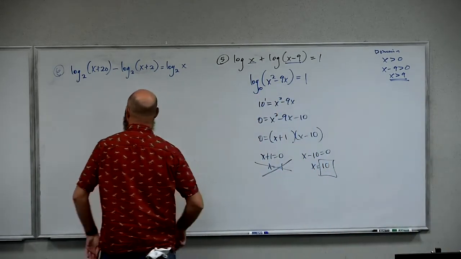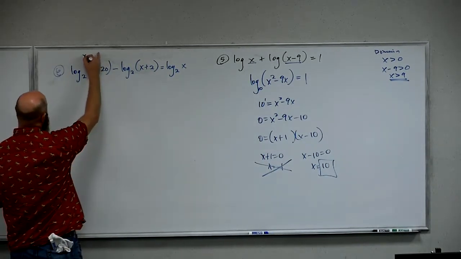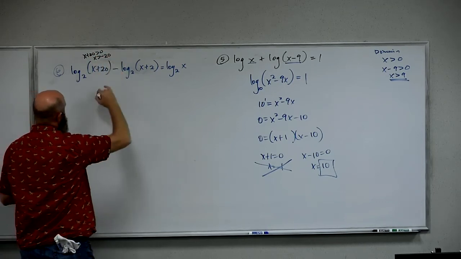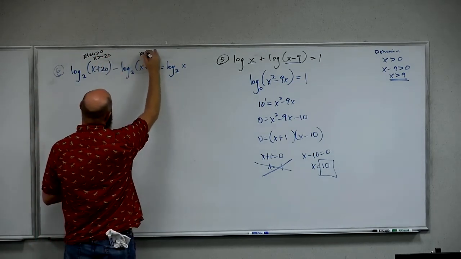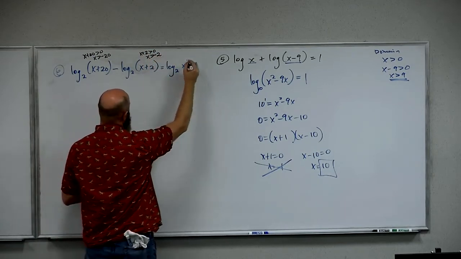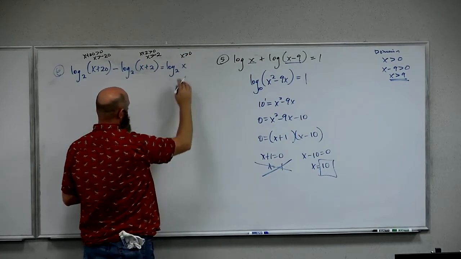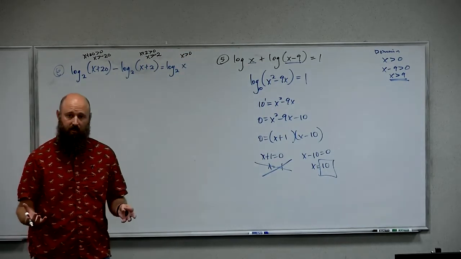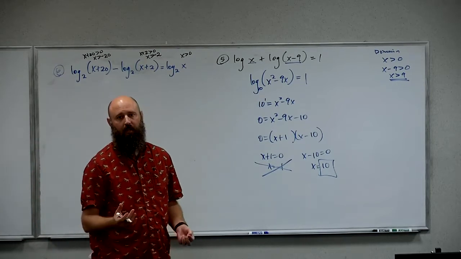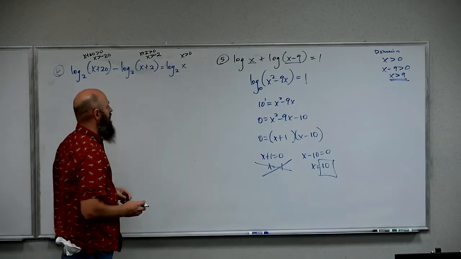All right, so again, I'm just going to bust out my domain real quick. This one here says x plus 20 is greater than 0, so x has to be greater than negative 20. X plus 2 has to be greater than 0, so x has to be greater than negative 2, and then x has to be greater than 0. So really that last one is what's going to dictate. It's the biggest one, most restrictive. So anything less than 0 is not going to work. Even though it fills the other two, it doesn't fill this one for those.